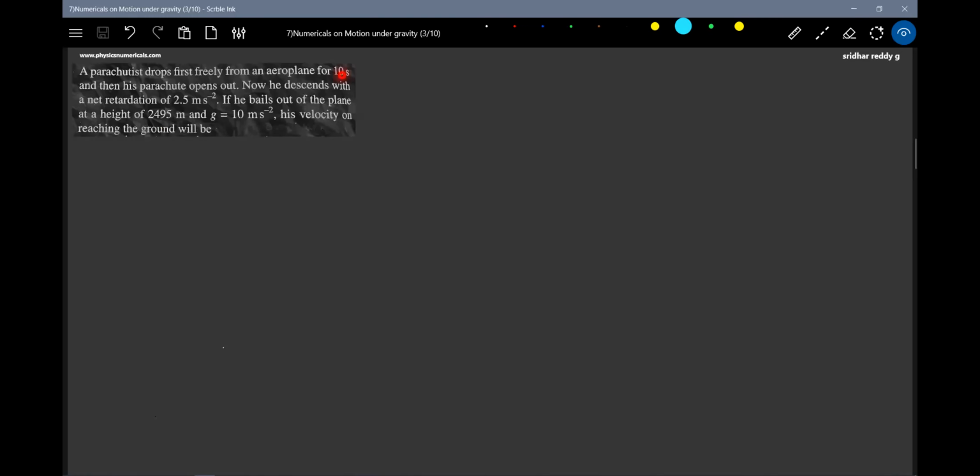10 seconds, and then his parachute opens out. Now he descends with a net retardation of 2.5 meter per second square. If he bails out of the plane at a height, and g equal to 10, his velocity on reaching the ground will be.